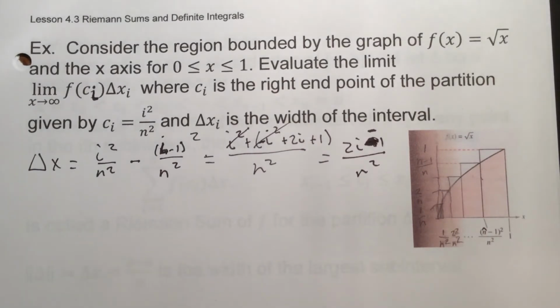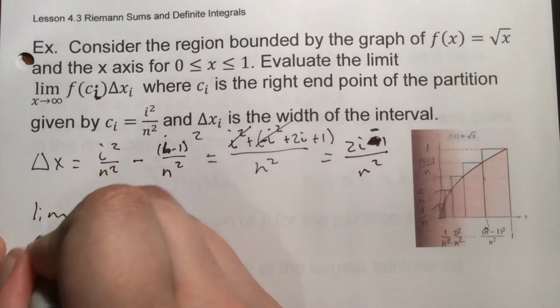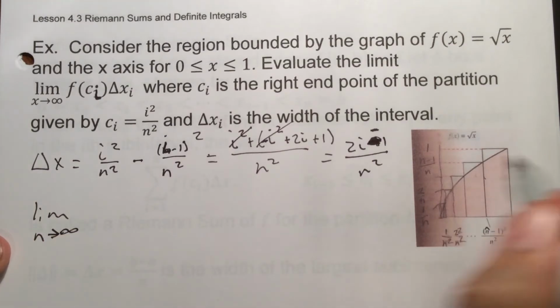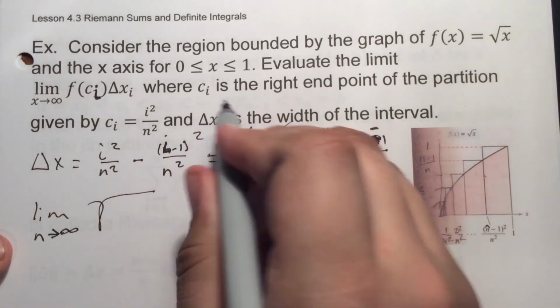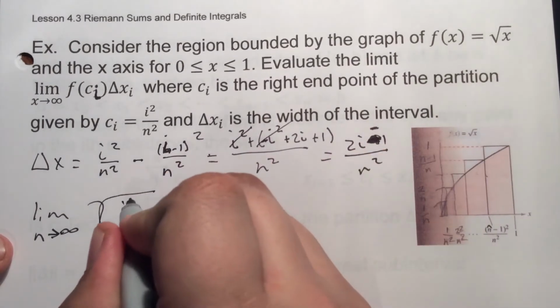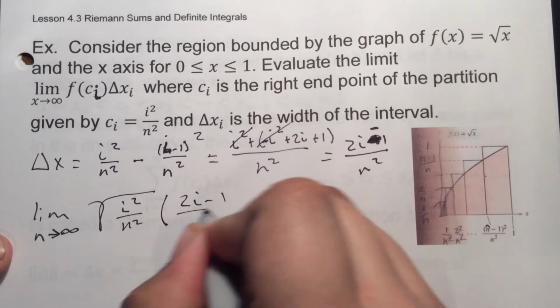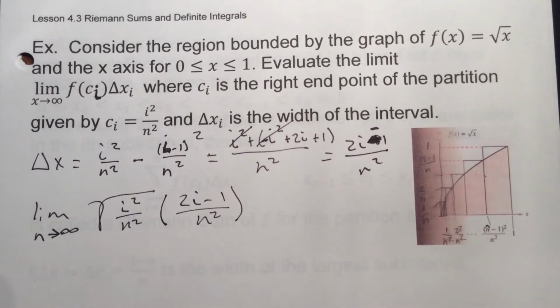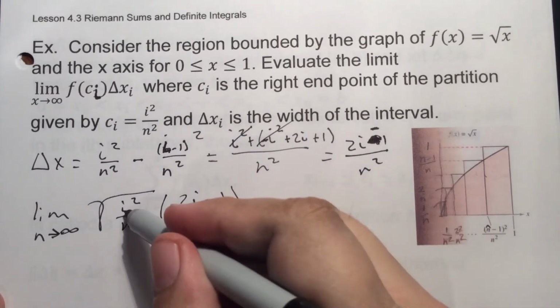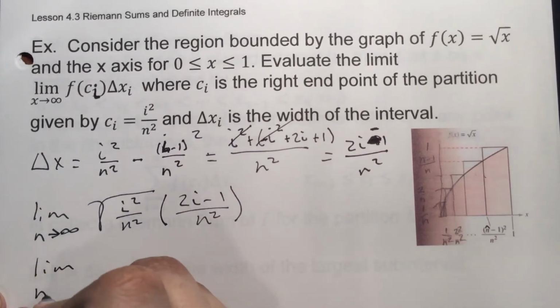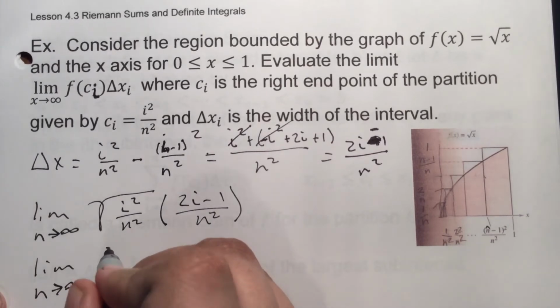All right, so when we set this up, we have our limit as n goes to infinity of the square root of our c sub i. Our c sub i is i squared over n squared, so i squared over n squared times our change of x, which is 2i minus 1 over n squared. Square rooting, both of these are squared in here, so each could get that square root. So this is really the limit as n approaches infinity of i over n.